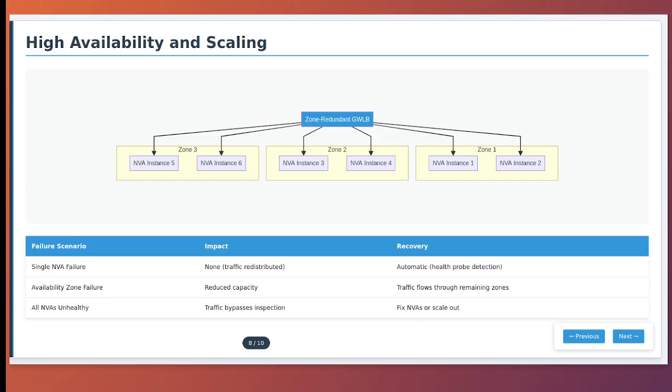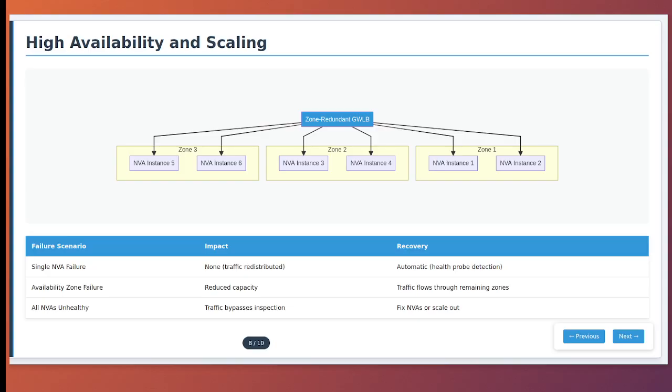Auto-scaling is possible but requires careful planning. You can use virtual machine scale sets with your NVA images and configure auto-scaling rules based on metrics like CPU utilization or throughput. However, remember that NVAs often need time to initialize and load security policies. Set your scale-out thresholds conservatively to avoid constant scaling actions.